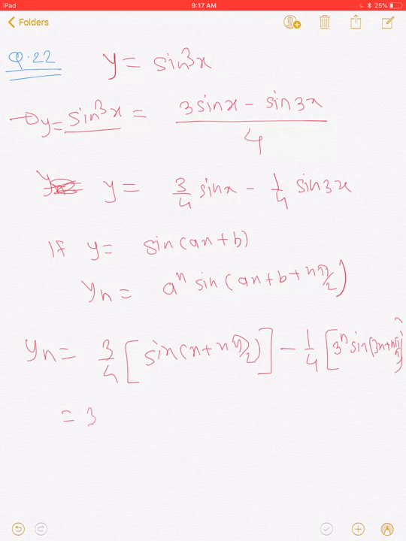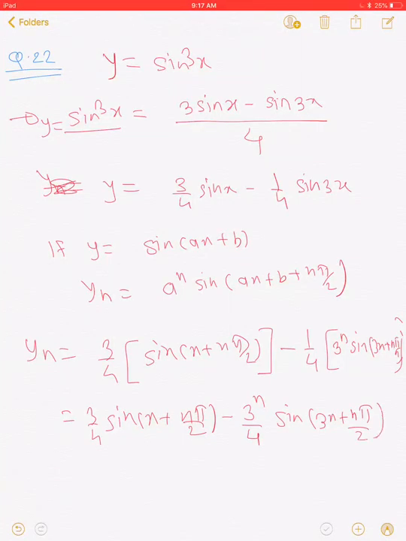So this can be written as 3 by 4 sine of x plus n pi by 2 minus 3 raised to the n by 4 sine of 3x plus n pi by 2. So this is the nth derivative of sine cube of x.